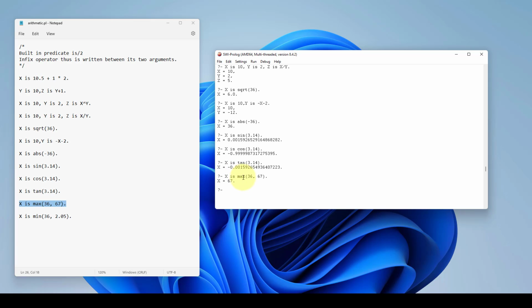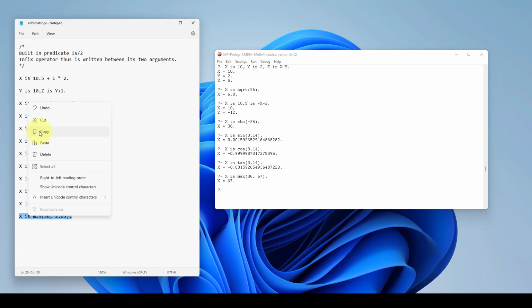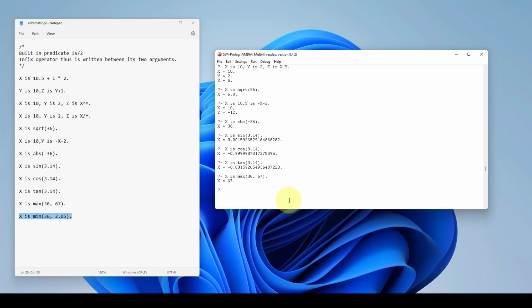Here we're using the inbuilt predicate max or maximum, so it finds the maximum number of the arguments there, which is 67. And the opposite of max is min, or the minimum, so the minimum of these two arguments is 2.05.